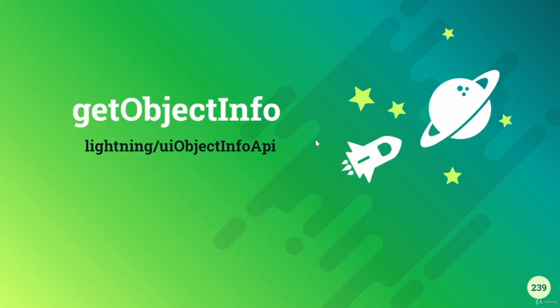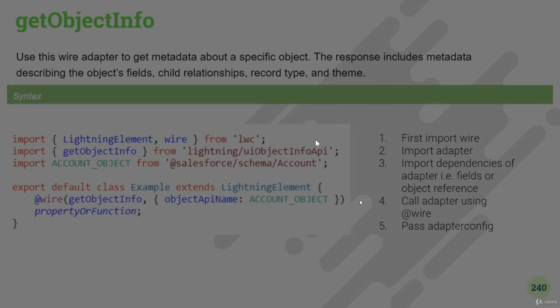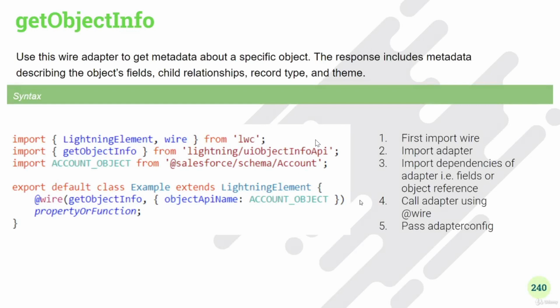In this video, we'll talk about the getObjectInfo wire adapter, and this adapter we import from the UIObjectInfo API module. So let's see when we use this adapter. We use this adapter whenever we want to fetch the metadata about a specific object, and this adapter response includes metadata that tells us about the object's fields, child relationships, record types, themes, and many more.